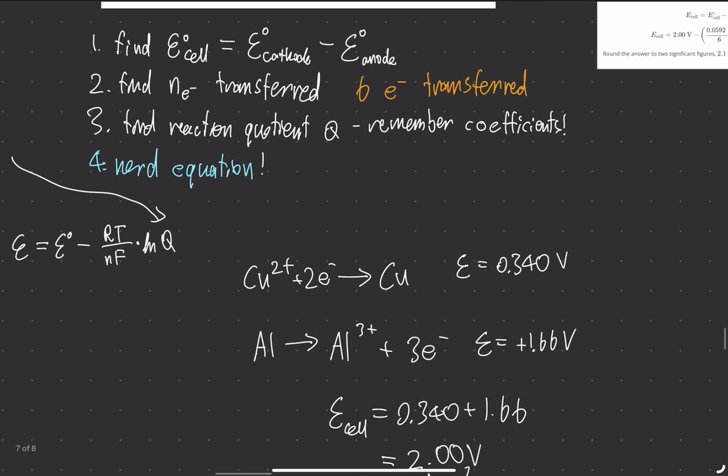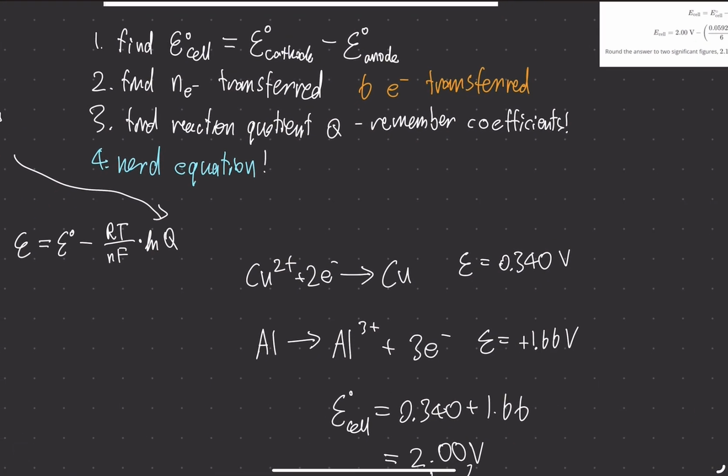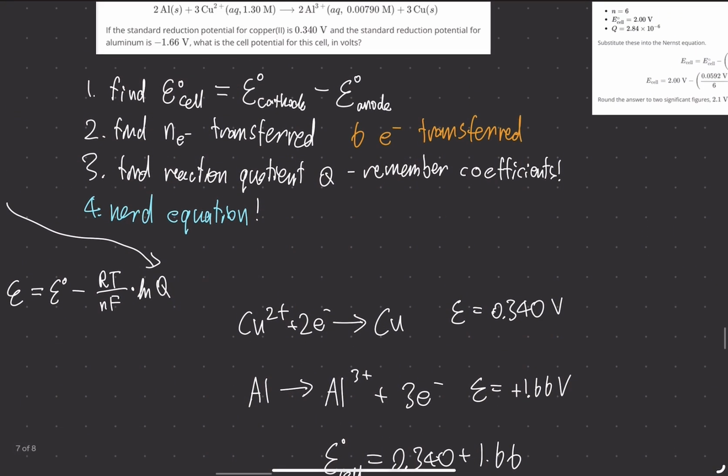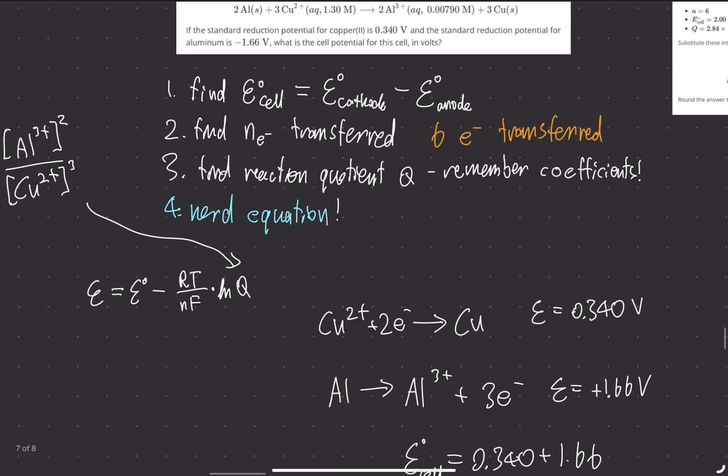So to get the standard cell potential, I added these two up, and you get 2.00 volts. So remember the significant figures if it's a FRQ. If it's an MCQ, it doesn't matter. Okay, now the next step. So we have this now. And if you look at the bigger picture, we found this part of the Nernst equation.